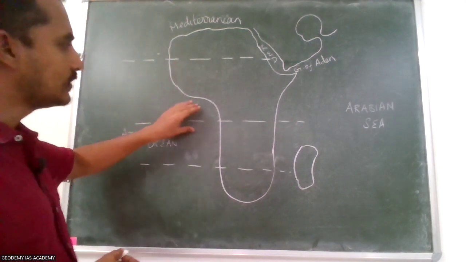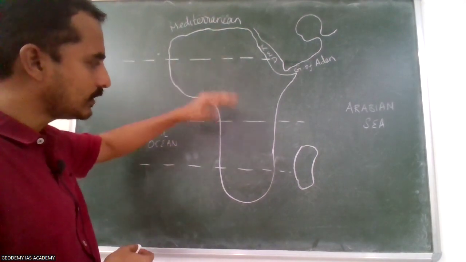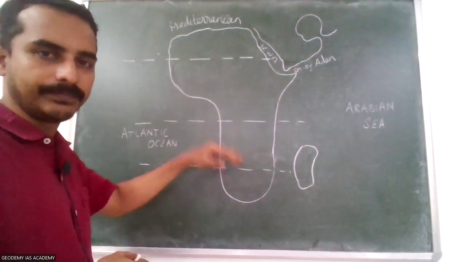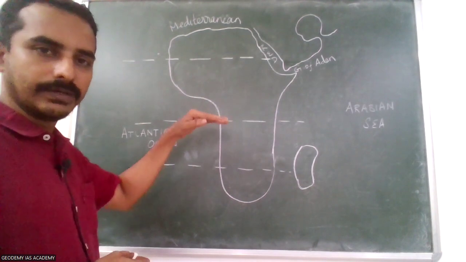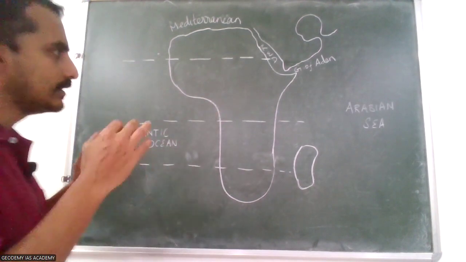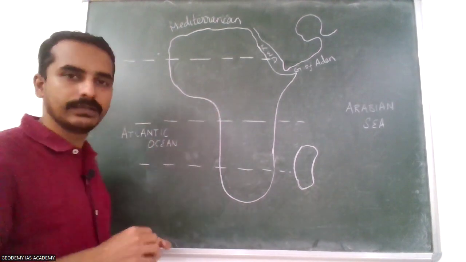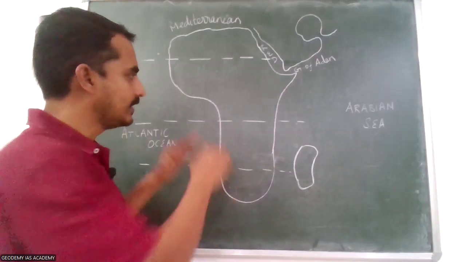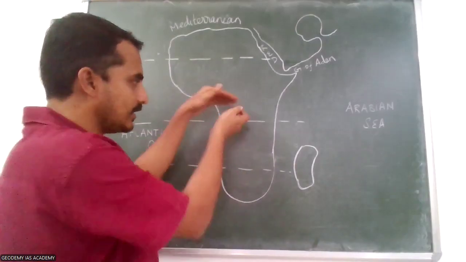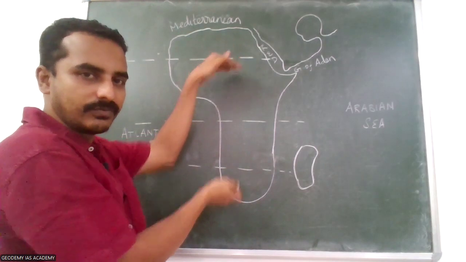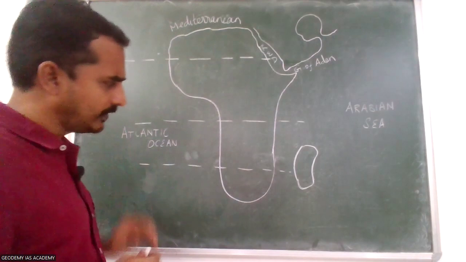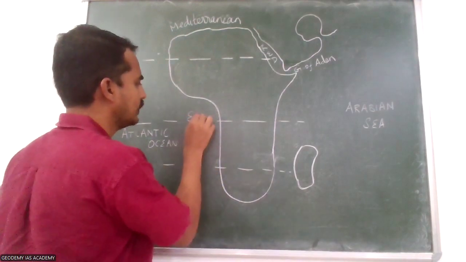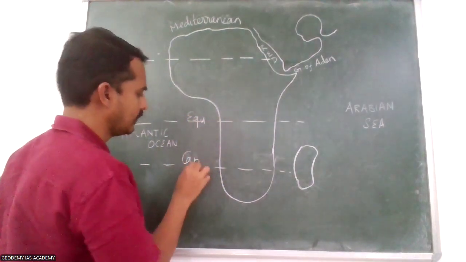Africa actually spreads over the northern hemisphere and southern hemisphere equally, because the equator passes through the central part of Africa. So we can study the climatic features and other physical features of Africa very simply, because it is equally distributed in two halves, north and south. Here, let us denote the Equator, Capricorn, and Cancer.